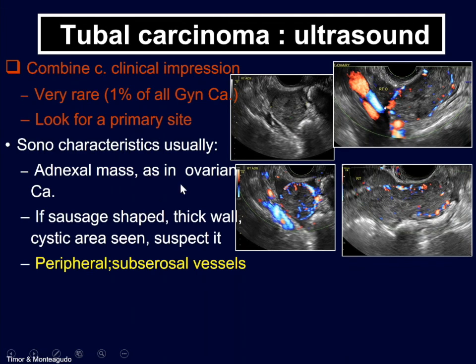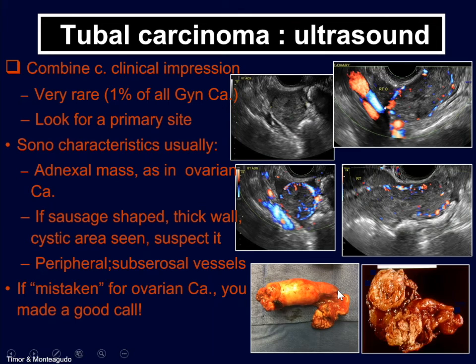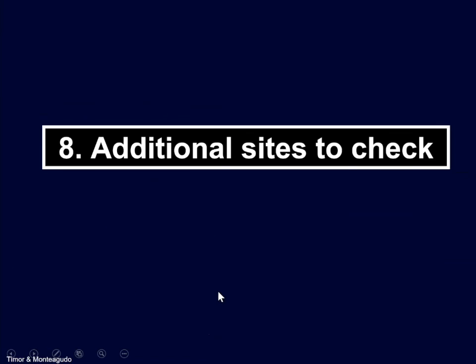They are very rare, and again, the sonographic characteristics are adnexal mass, as in ovarian cancer. If a sausage-shaped, thick-walled cystic area is seen, suspect it. There are peripheral subserosal vessels, as I said. If mistaken for ovarian cancer, you made a good call. Here is a specimen of the same tube that I brought the picture of in the upper ultrasound.